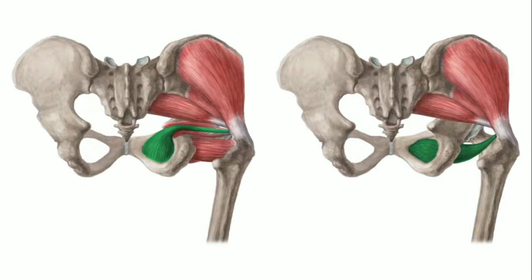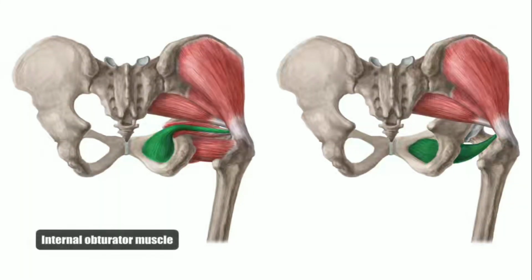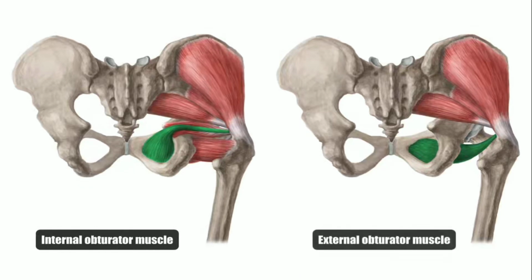The next muscles on our list are these two muscles here, this pair known as the internal obturator, seen here on the left side, and the external obturator muscle, seen on the right side. You can clearly see why we name them internal obturator and external obturator, because the external obturator is found a bit more ventrally, while the internal one is found a bit more dorsally.